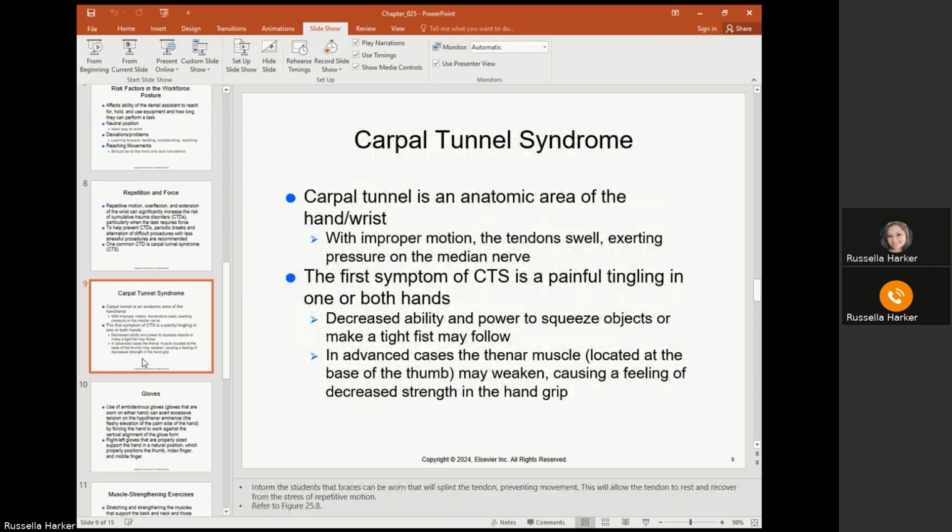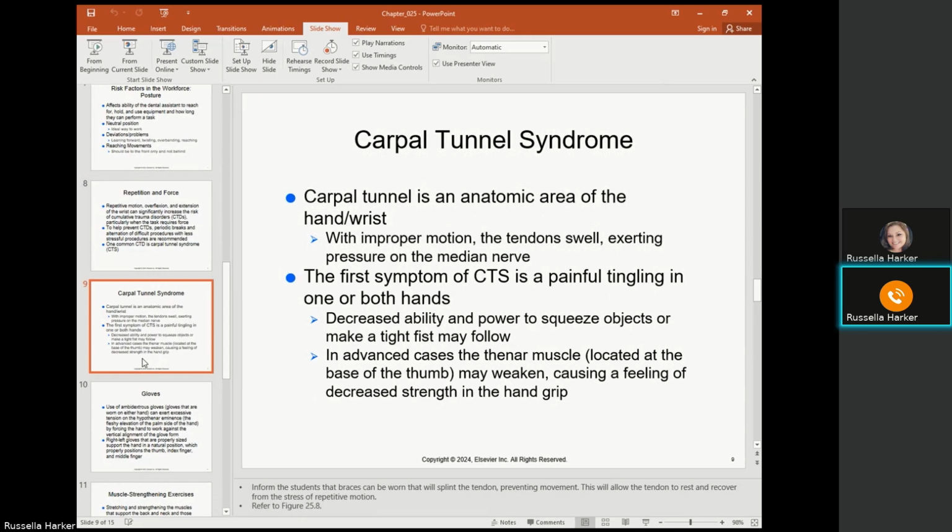Carpal tunnel is an anatomic area of the hand and wrist. If you have improper motion, the tendons will swell and exert pressure on the median nerve. It's painful tingling in one or both of your hands. You will get decreased ability and power to squeeze objects, or making a tight fist may follow. In advanced cases, the thenar muscle located at the base of the thumb might weaken, causing a feeling of decreased strength in the hand grip. This is something that is very common among dental professionals.